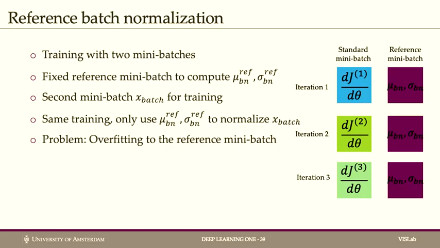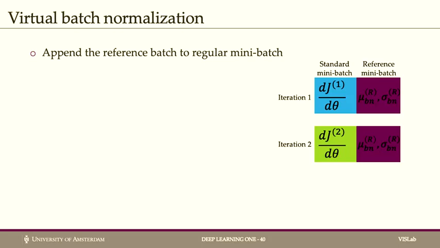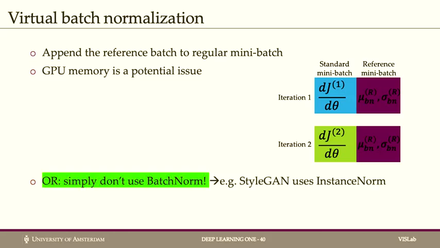Because one of the main benefits of batch norm was that it gives you this slight variability and this regularization effect, basically. So you can try to fix this in turn by simply concatenating the reference batch to the existing batch. And at that point, you have, of course, the trouble that you could run out of GPU memory. So in the end, I think the going advice is to simply not use batch norm.